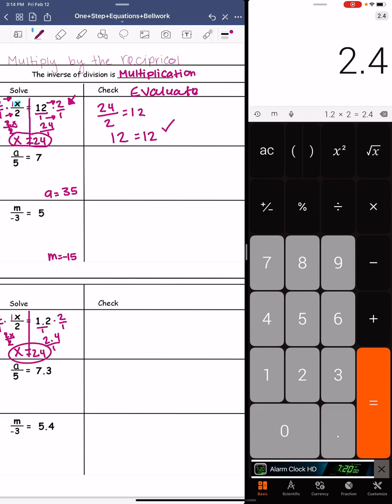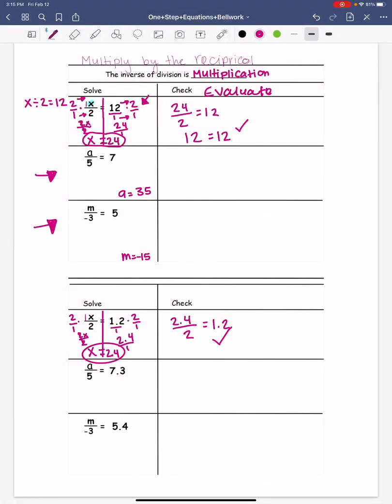Now to evaluate, we're going to put 2.4 in for x, divide it by 2, and see if it gives us 1.2. Oh, it did, so we are correct. Okay, I'm going to give you guys the answers to these last two, but before you look at them, pause the video and then come back to check your work. We should have A equals 32.5 and M equals negative 16.2.